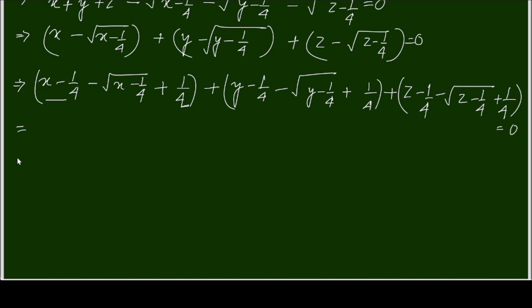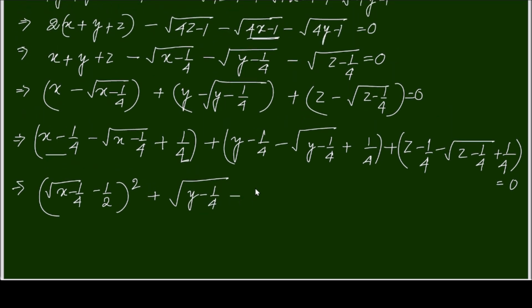I forgot to write the right-hand side. So now this will be square root of x minus 1 by 4, minus 1 by 2, whole squared, the first term. The second would be square root of y minus 1 by 4, minus 1 by 2, whole squared, and the third one will be square root of z minus 1 by 4, minus half, squared, equals 0.